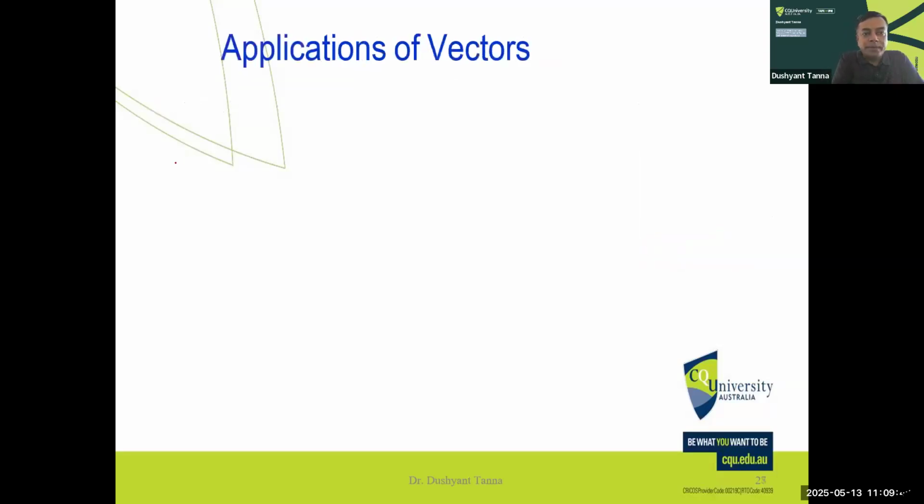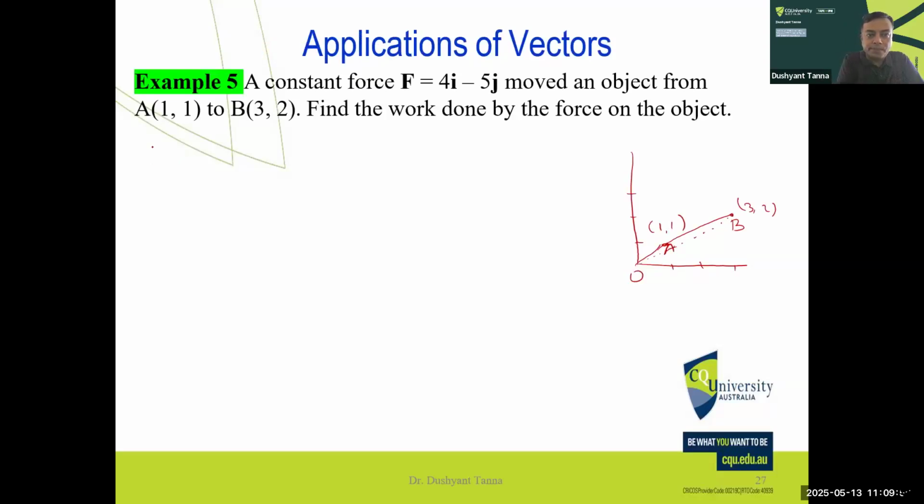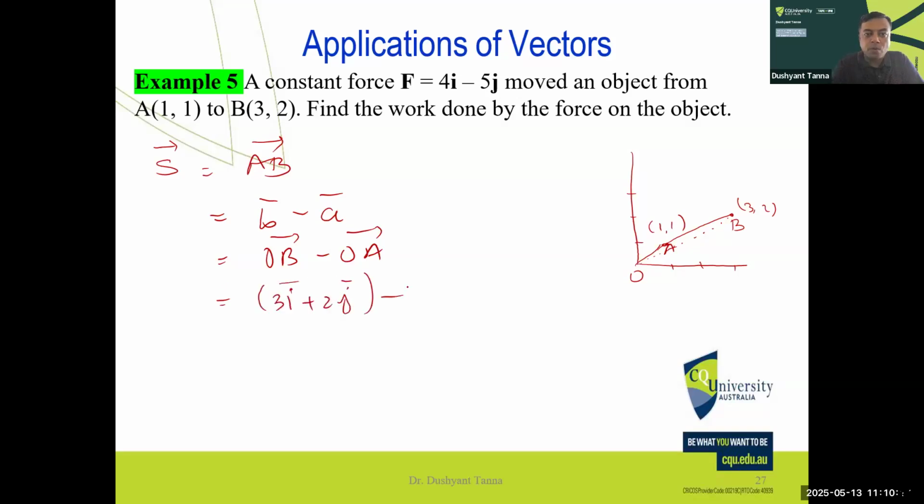Right, so first of all, let's find out our S. S is the vector AB, I can say. It's the final minus initial, vector B minus A, or you can also say OB minus OA. OB, which is 3, 2, so I can say 3i and 2j. OA, which is 1i, 1j, or i plus j. That will leave you with 2i plus j.